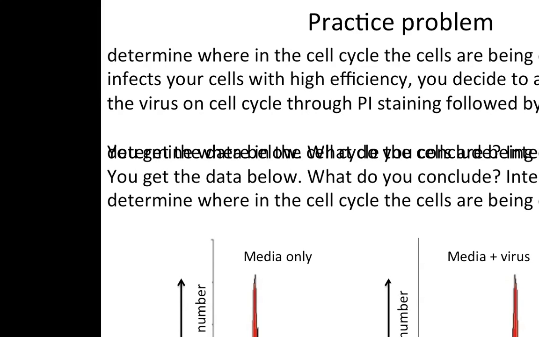So over here, you've got media only. So that's just cells growing normally. This is the normal distribution, G1, S, G2M. And then this is media plus a virus. And so I want you guys to take a minute and look at this. And I want you to be able to decide which peaks are what phase of the cell cycle. And tell me, did the virus have any effect on any? Okay, so just take a minute to look at this.